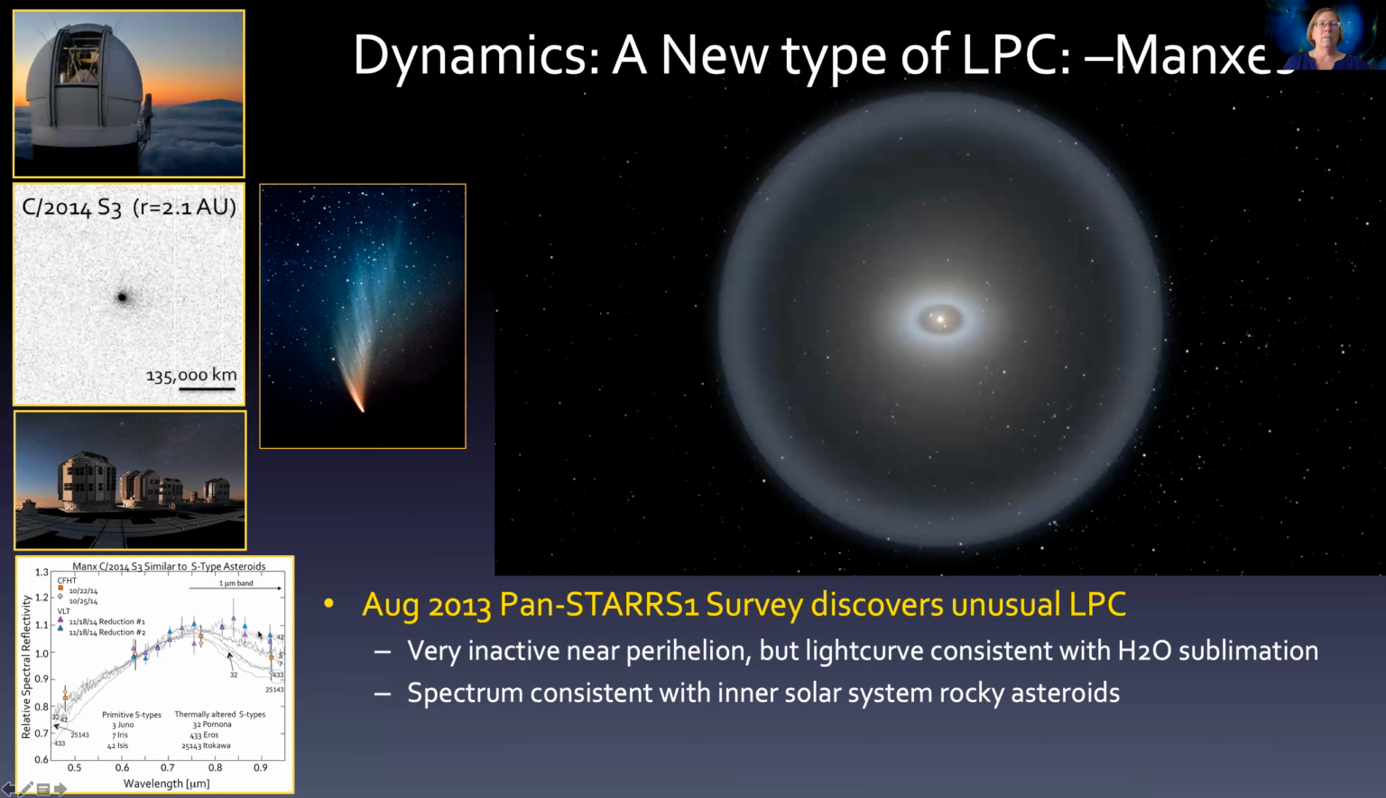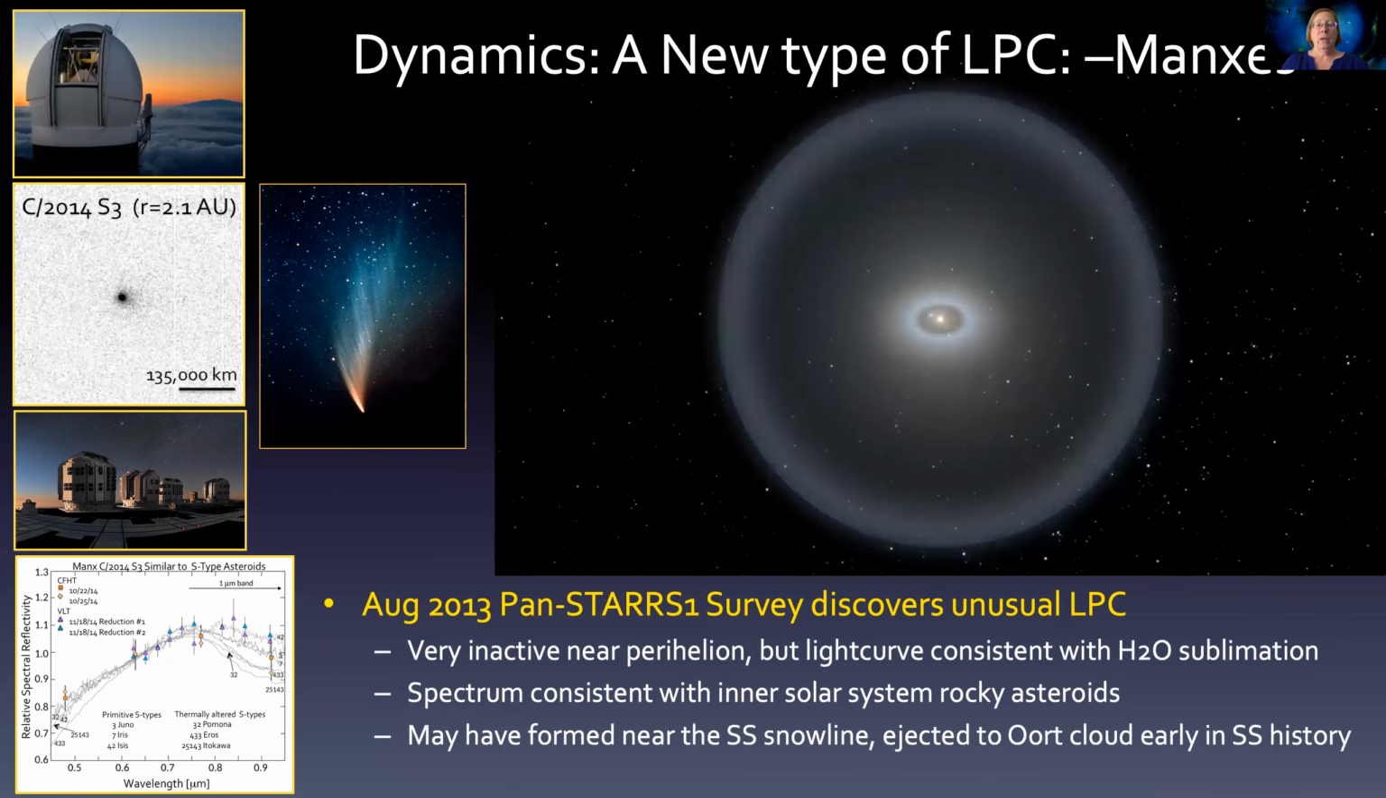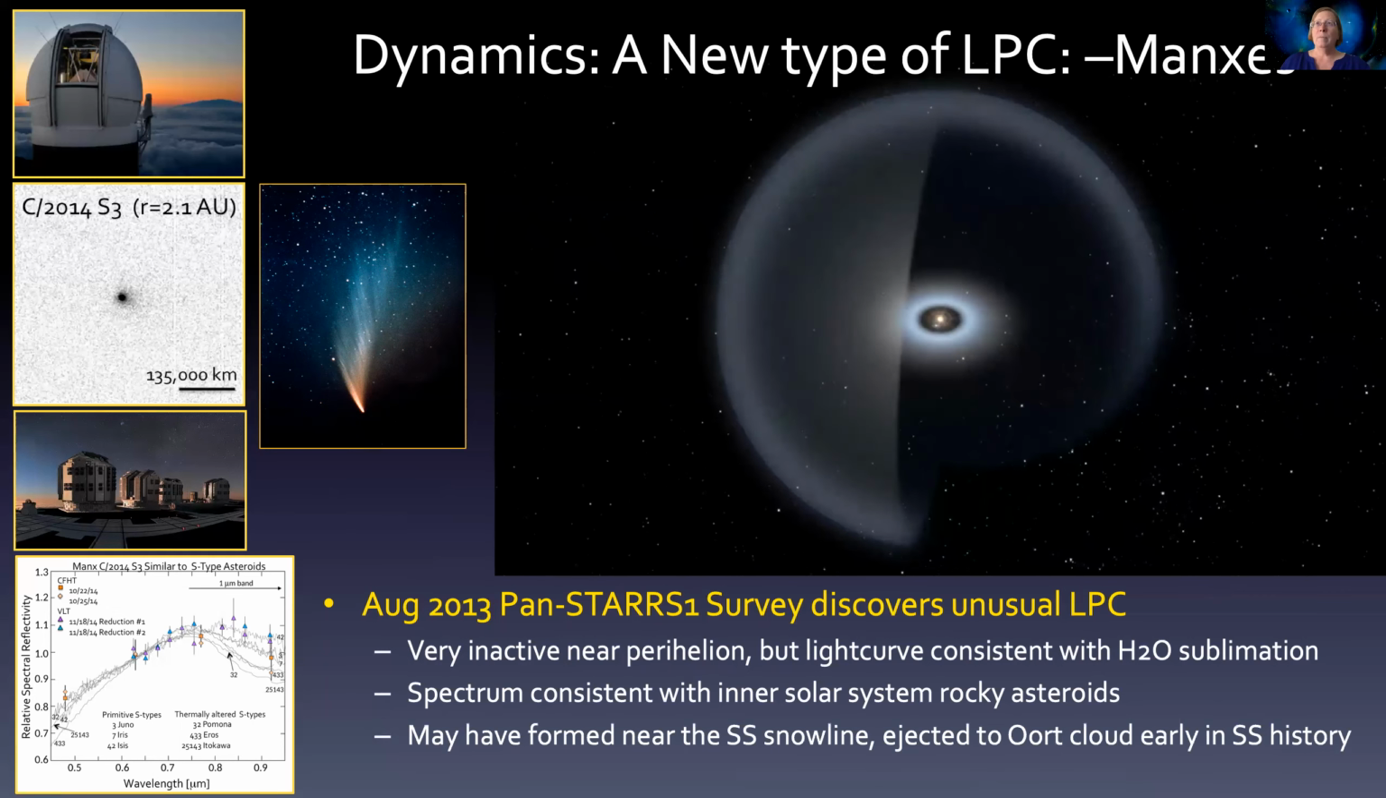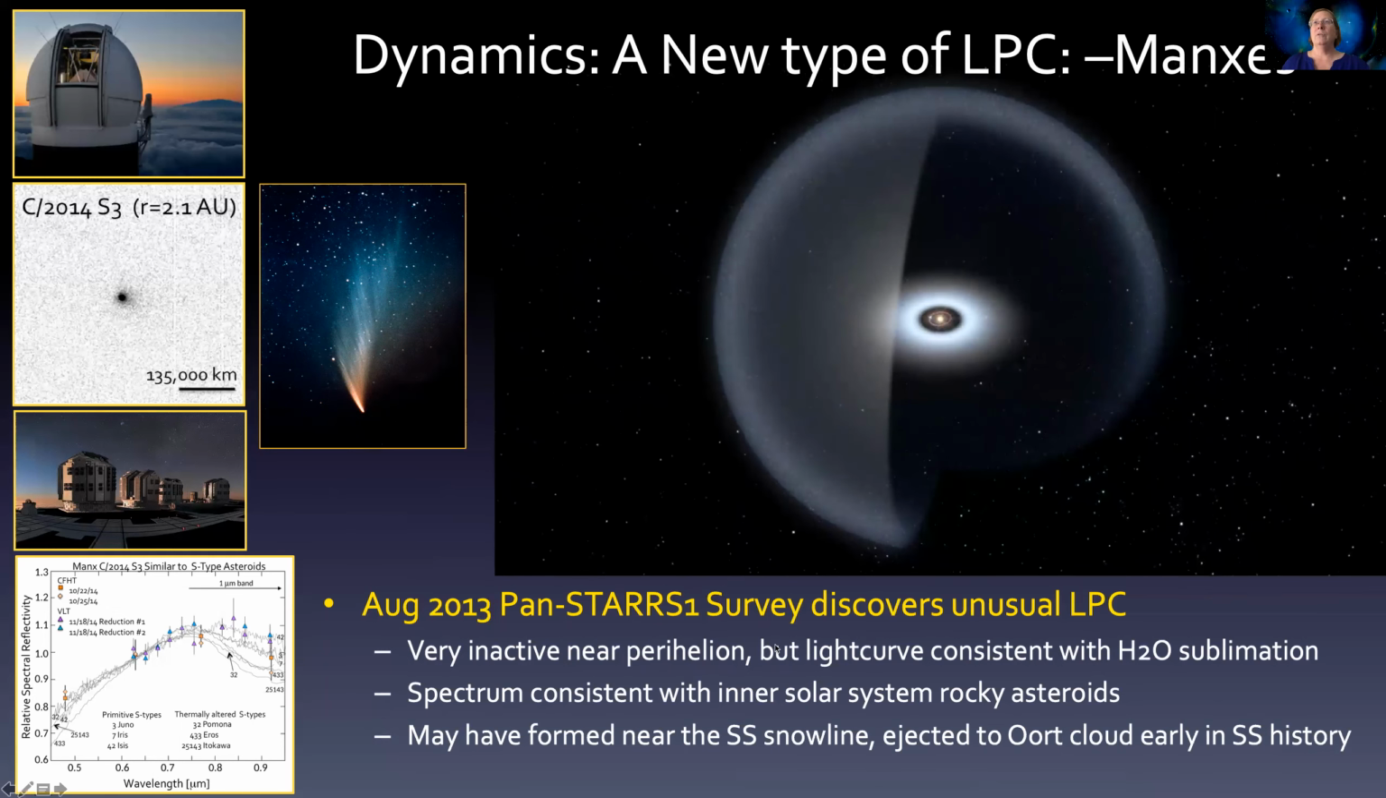So this Manx had a spectrum that started to linearly increase and then had a dip near 1 micron. And this is typical of inner solar system rocky S-type asteroidal material, which cannot form in the presence of water. Yet this thing had a tail, and it was behaving as if water was sublimating from the surface. So we think this may be material that formed near the snow line in the inner solar system.